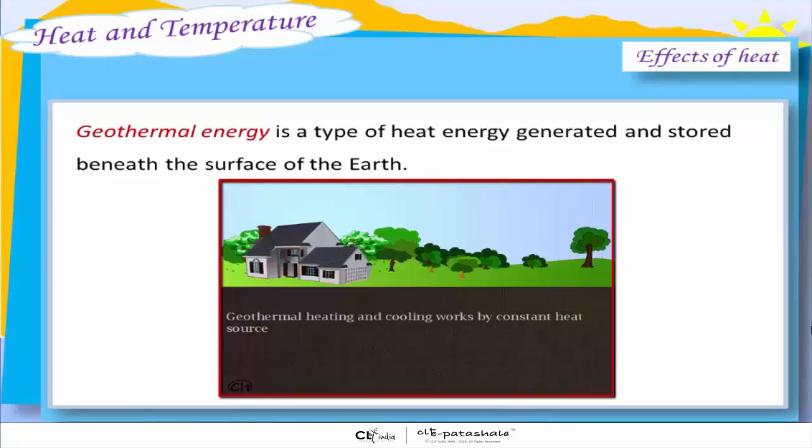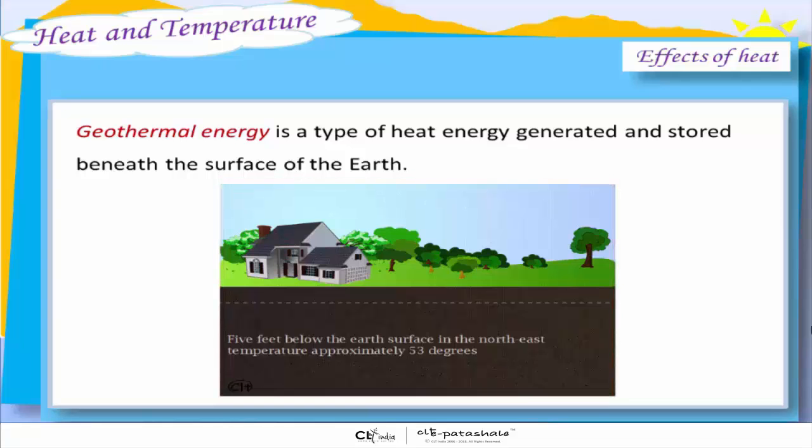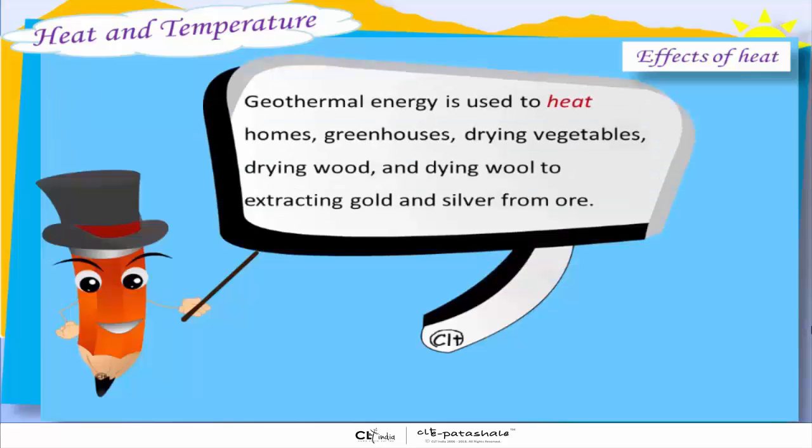Geothermal energy is a type of heat energy generated and stored beneath the surface of the earth. Geothermal energy is used to heat homes, greenhouses, drying vegetables, drying wood, and dyeing wool, to extracting gold and silver from ore.